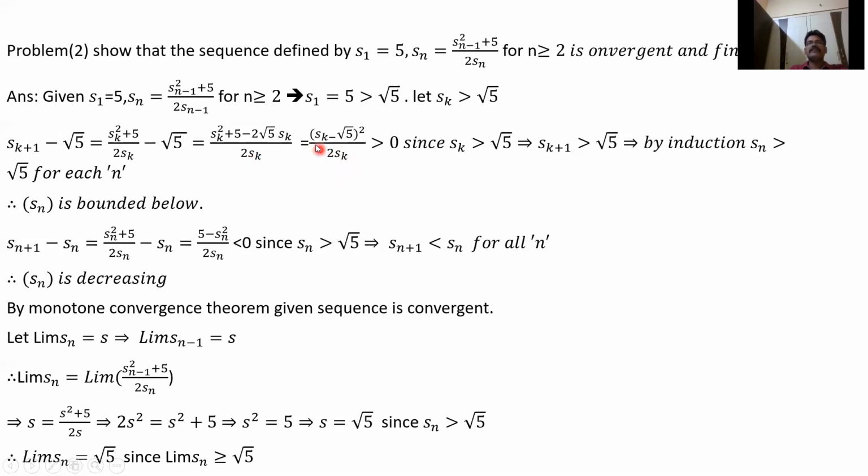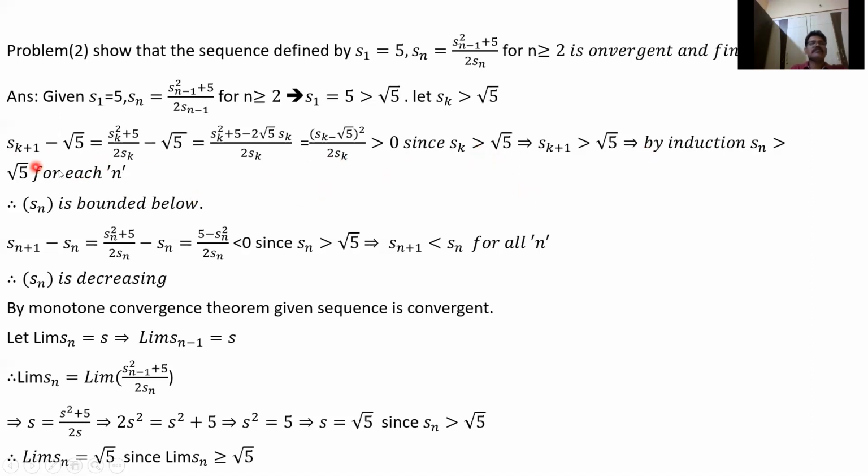So the numerator is (Sk minus root 5) square. Since Sk is greater than root 5, Sk minus root 5 is a positive number, so this is greater than 0. The denominator is also positive because Sk is positive. So we get greater than 0. Finally, Sk plus 1 minus root 5 is greater than 0, that means Sk plus 1 is greater than root 5.